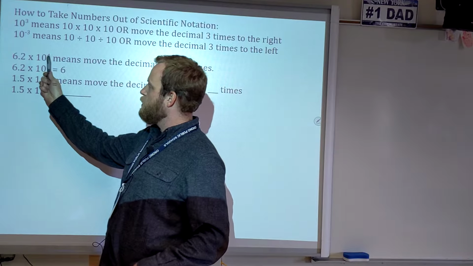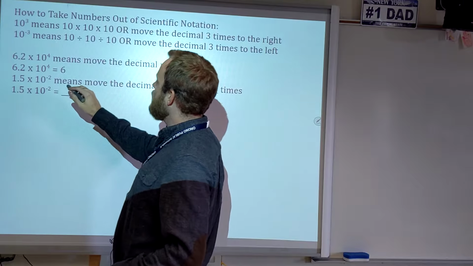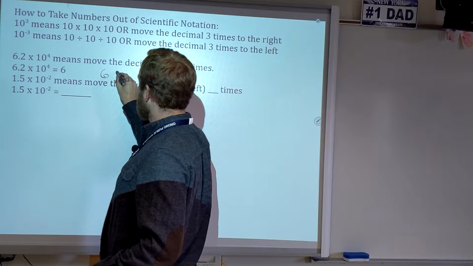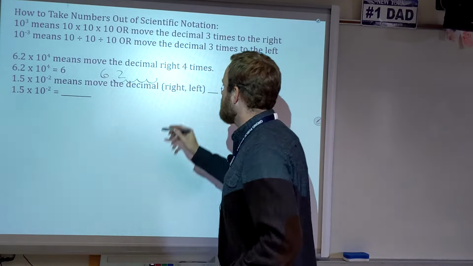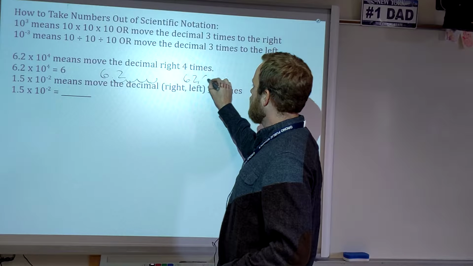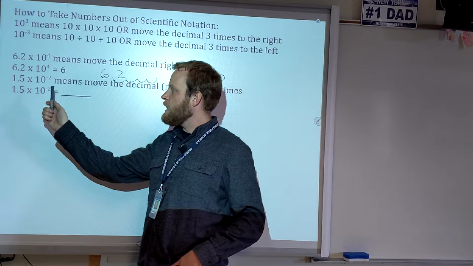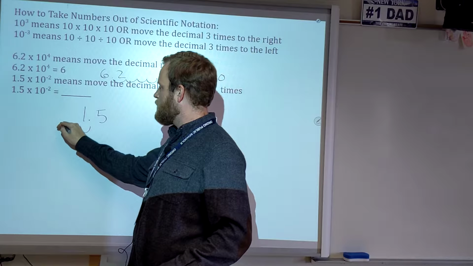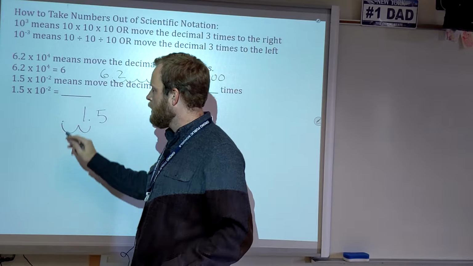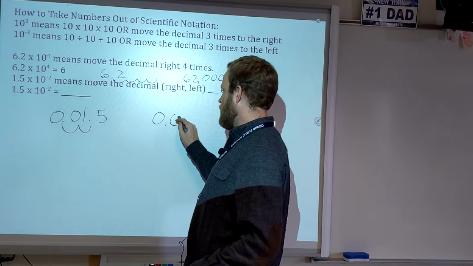This is how many places we move the decimal. For this one, we're going to move it 2 times, but in the other direction. So if I start at 6.2, I need to move it 1, 2, 3, 4 times. So that means I add 3 zeros. So this is 62,000. Since this is negative, I need to make the number smaller. So I move it to the left 2 times. So there's a decimal there, which means I need a 0 in front and a 0 behind it. So this is 0.015.